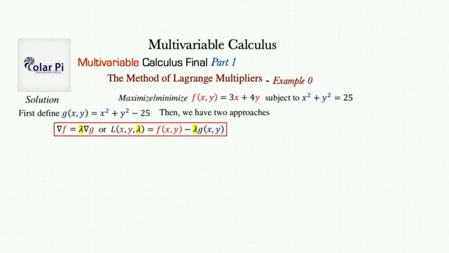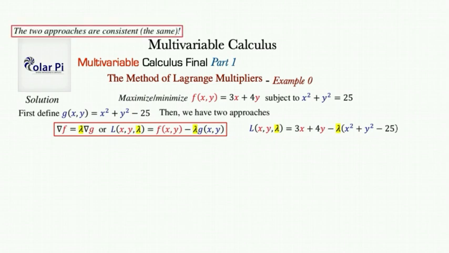After you construct this L function, you find three partials of L and set them equal to 0. The three partials are the partial with respect to x, then with respect to y, and then with respect to lambda. When you set all three partials equal to 0, you end up getting the two equations from the first approach plus the constraint. That's why the two approaches are consistent, or the same. Now, I will show you in action how exactly they end up in the same place using this example. Clearly, in this example, the L function would have to be this minus lambda times this, because our g function is right here. So lambda times g right there.